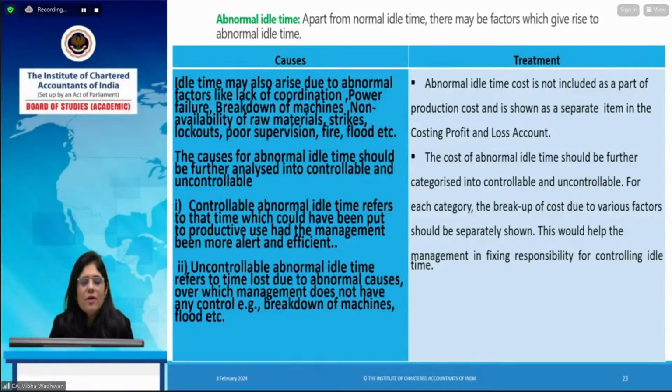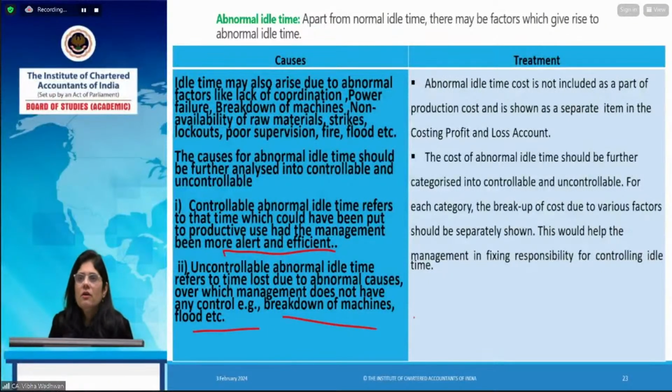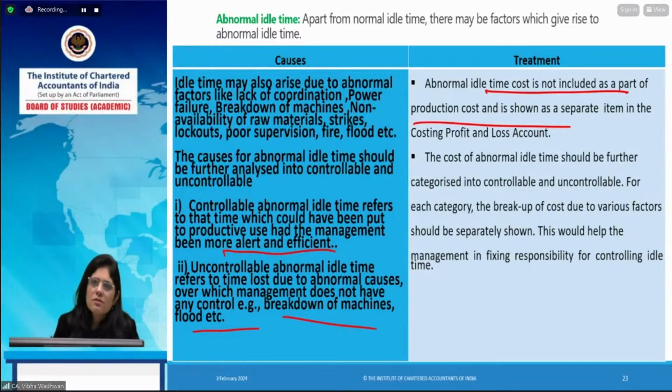So idle time may arise due to abnormal factors like lack of coordination, power failure, breakdown of machine, non-availability of raw material, strikes, lockouts. Controllable ones are those where you have to be more alert and efficient. And uncontrollable, of course, are breakdown of machine or a short circuit. Those things you can't help. That is uncontrollable. So abnormal idle time is not included as part of production cost always, and it will always go to costing profit or loss account.